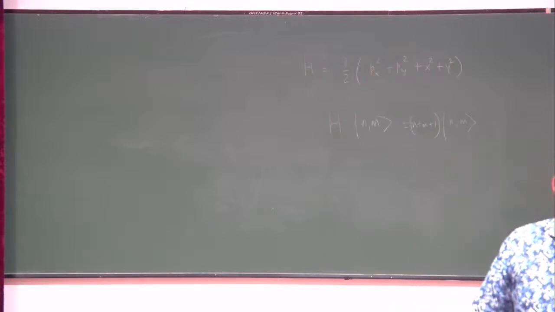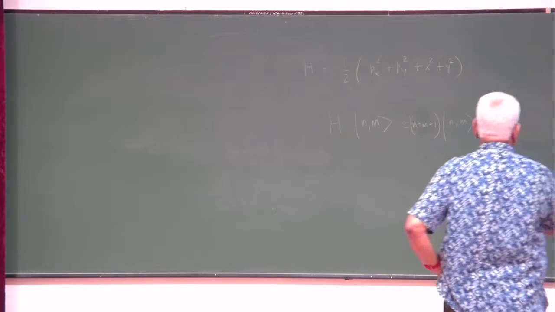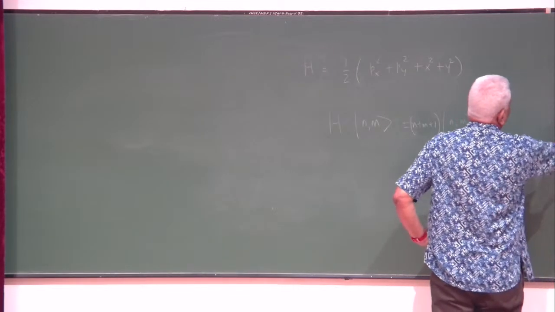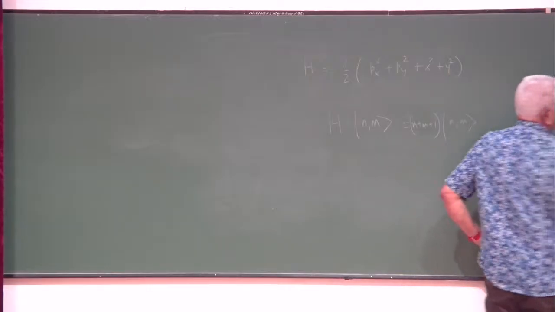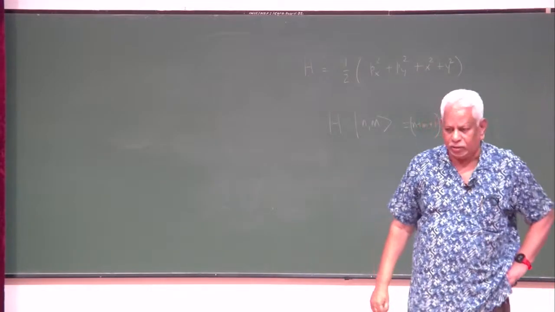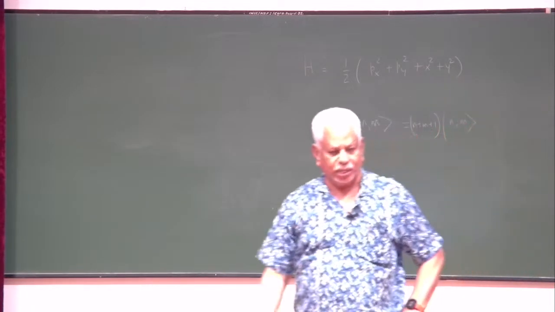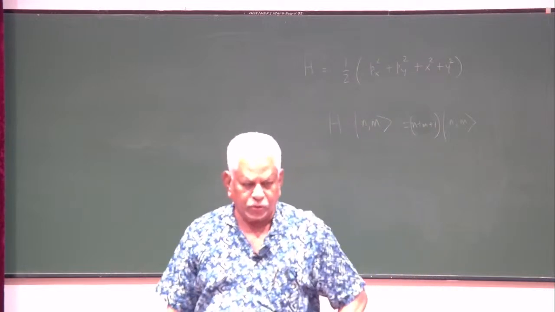So what is the lowest state? Ground state? The value is 1. What is the state? How will you label it? n is equal to 0, m is equal to 0. So let us write that down. You have the state 0, 0, and the value is 1. The energy is 1 unit of h bar omega.